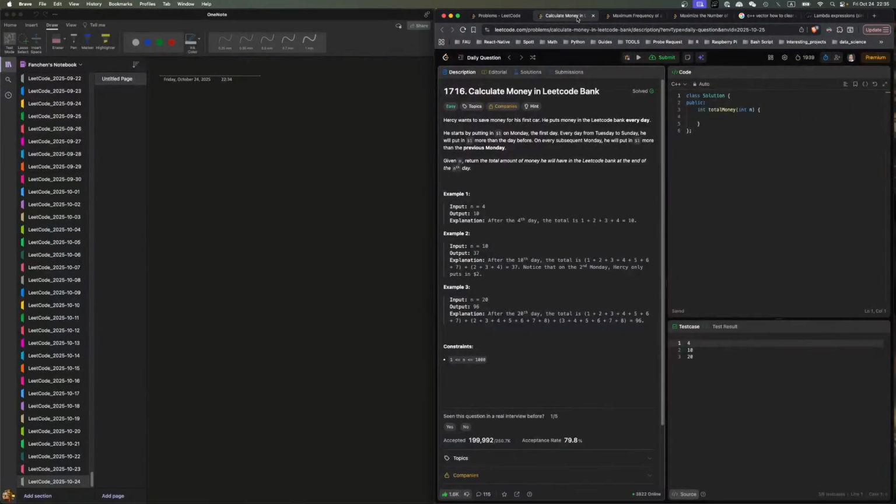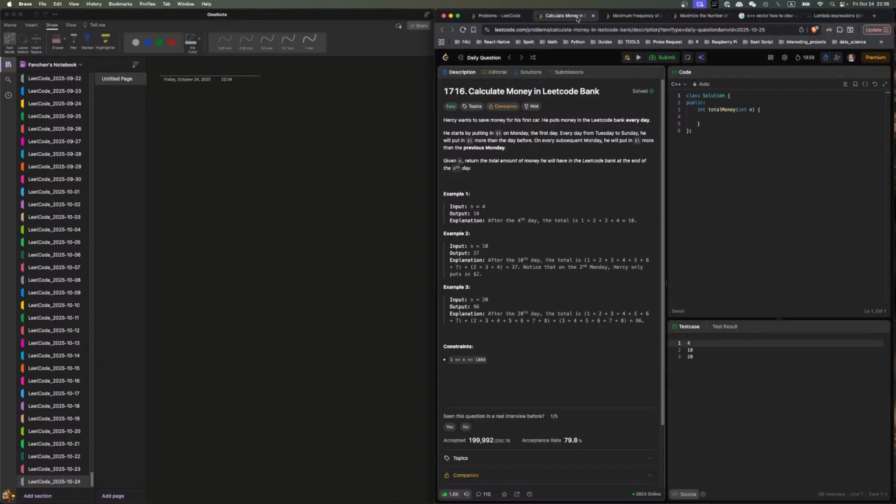Alright. Hersey wants to save money for his first car. He puts money in the LeetCode bank every day. He starts by putting $1 on Monday, the first day. Every day from Tuesday to Sunday, he puts in $1 more than the day before. On every subsequent Monday, he puts in $1 more than the previous Monday. Given n, return the total amount of money he will have in the LeetCode bank at the end of the nth day. Okay.